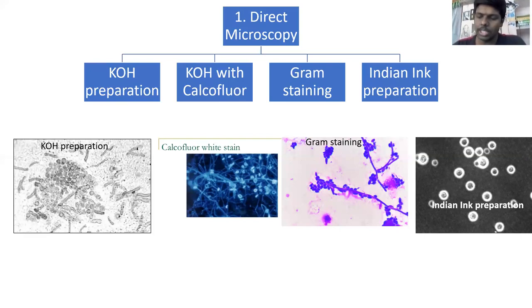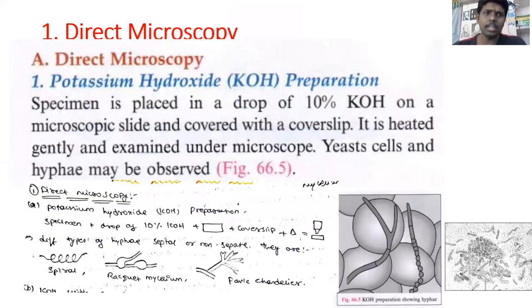So let us see how this KOH preparation is prepared. On direct microscopy, the first one is KOH preparation. First we will take the specimen on a clean glass slide and add 10 drops of 10% KOH, and we will add a cover slip and heat it slightly and observe under the microscope, so that you can see different types of yeast cells and hyphae. These hyphae, septate or aseptate, can be visualized under the microscope.